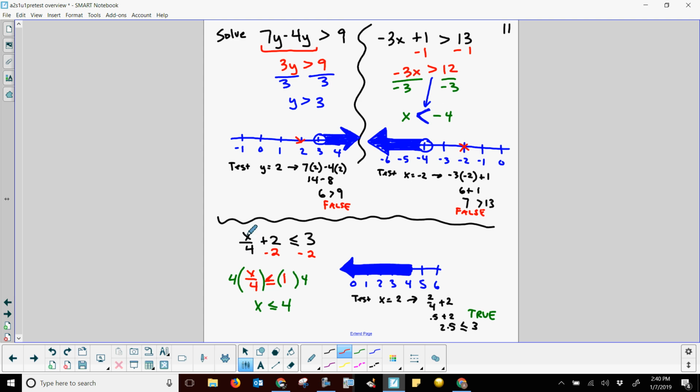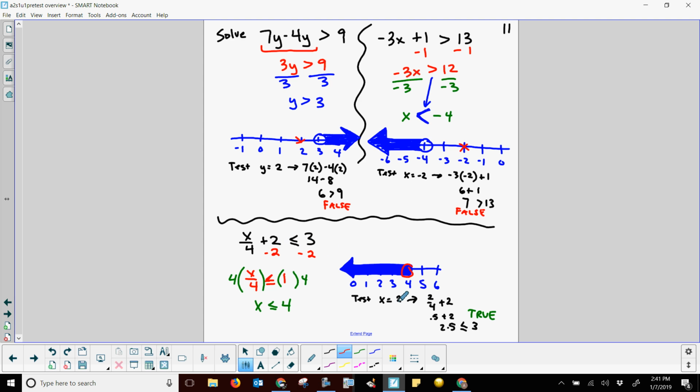With a fraction, this is just multiplying to get rid of it rather than dividing like we have been doing. So we subtract 2, then we multiply by 4, and we have this greater than or equal to, which means this right here is a closed circle because we can use 4. 4 over 4 plus 2 is 3. 3 is equal to, that's what that equal part is. We got less than or equal to. 3 is equal to 3, so it works.